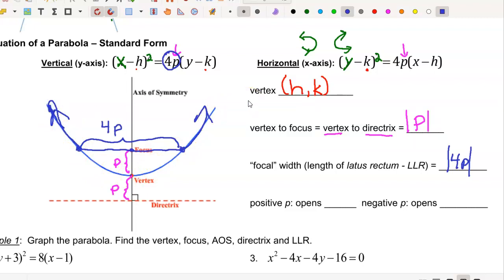All right, so positive P. So if this is positive, this 4P is positive, right? That's going to open up or to the right. All right, so if we have an x squared, it's opening up. If we have y squared, it's opening right. And if the P is negative, right, that's when it's going to open down or left.